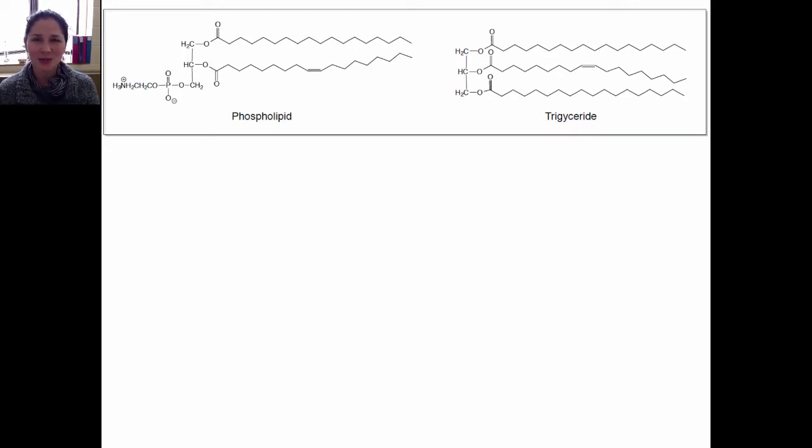The first thing I'd like you to do is notice the things that are similar and different about phospholipids and triglycerides. Both of these molecules have a glycerol core. We learned in a previous activity that a triglyceride is formed from glycerol attaching to 3 fatty acids through condensation reactions. The same thing is true with phospholipids. There is a glycerol core and there are fatty acids attached. I'll circle the glycerol on both molecules and the fatty acids on both molecules.